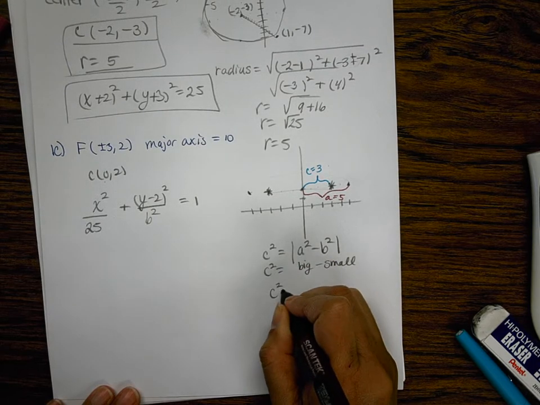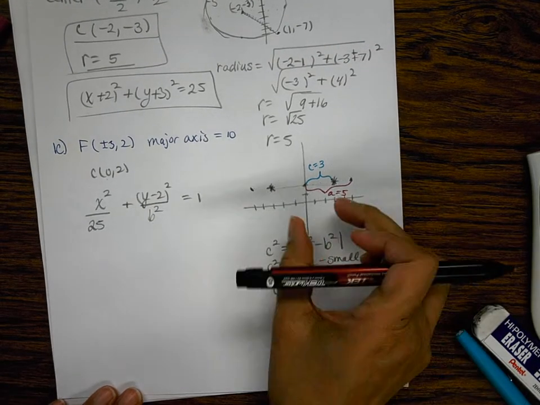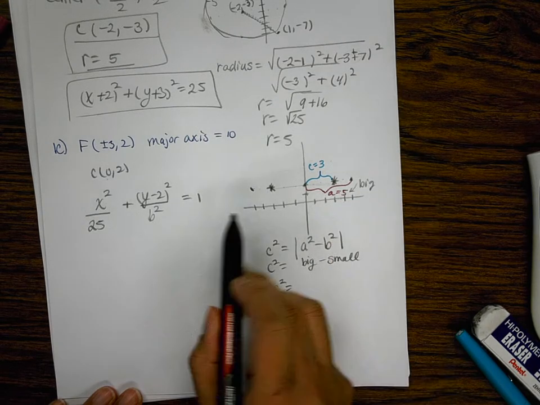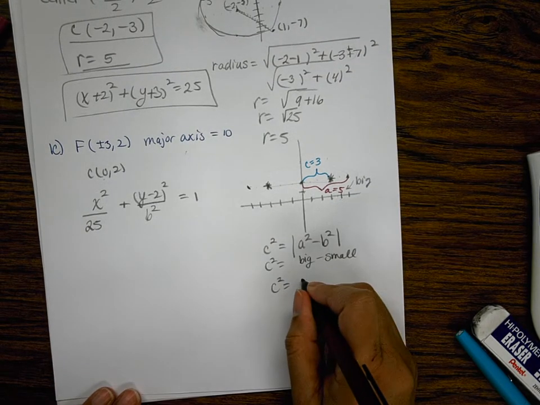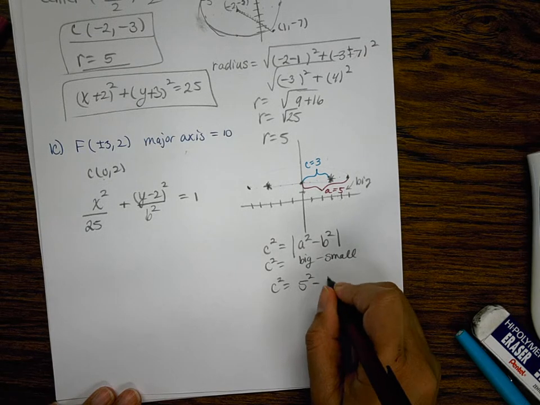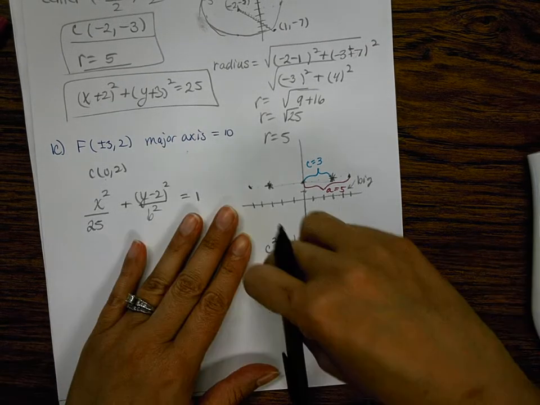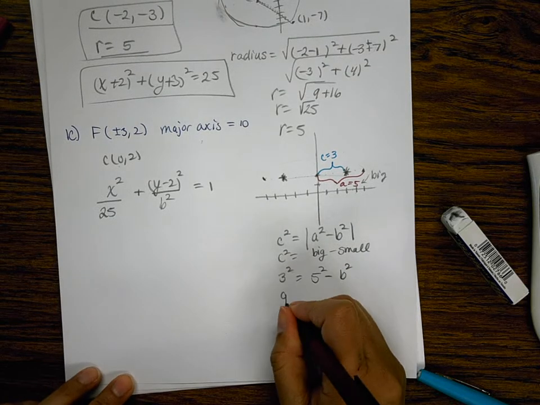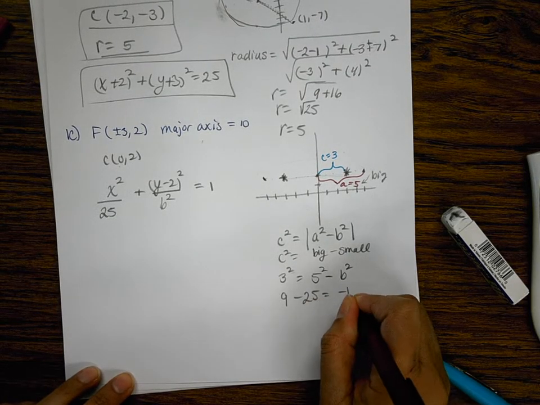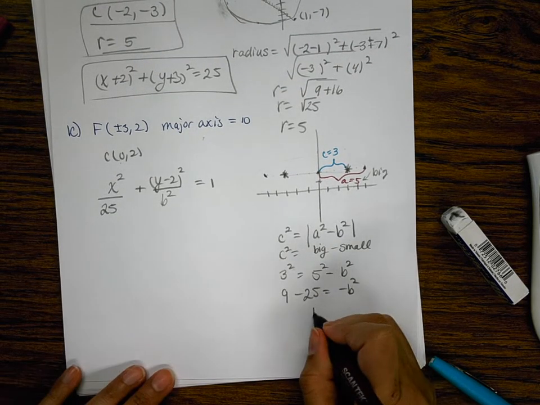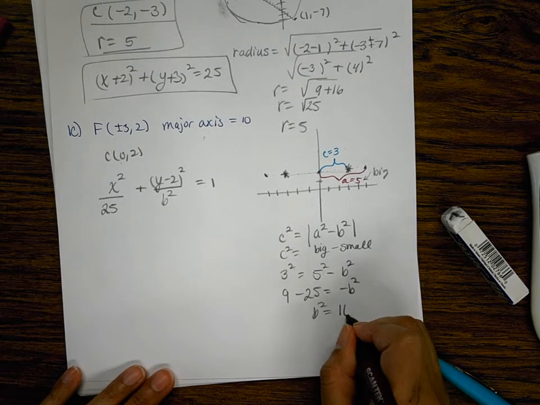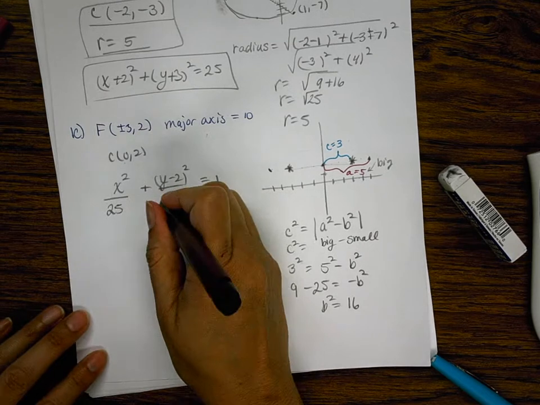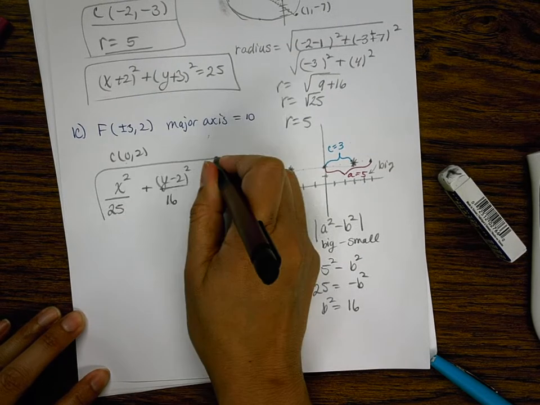C squared equals... I know that A is bigger. And how do I know that? Because it's on my major axis. So it's going to be 5 squared minus b squared. And I know the c squared already. C is 3, so I have 9 minus 25 equals negative b squared. B squared equals 16. So right there, I'm ready to plug it in over here. This is 16, which means this is my equation.